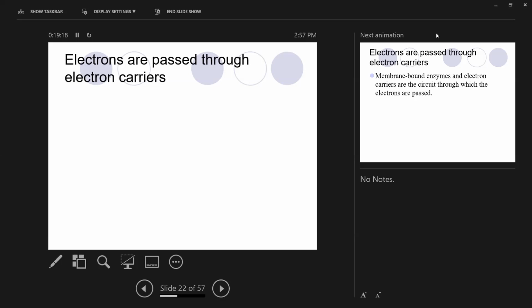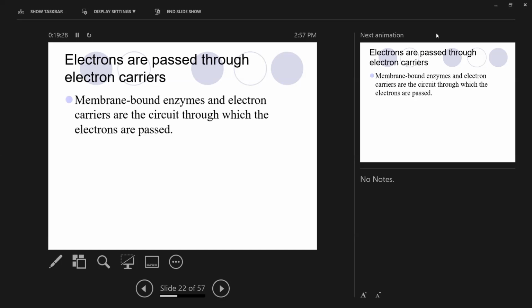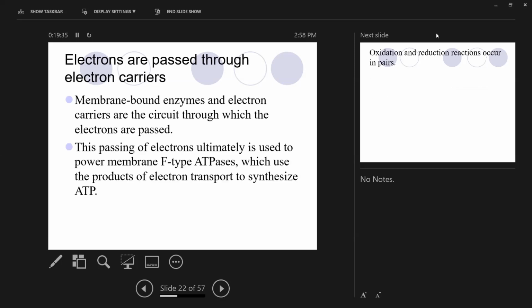So electrons will be passed around cells, typically through carriers. Some of those carriers will be soluble. Some of them will be membrane bound. And ultimately, this passage of electrons through an electron transport chain will be used to make a proton gradient. That's then used to drive the F-type ATPase. That'll be used to make ATP. Yet another example of an energy transducer.